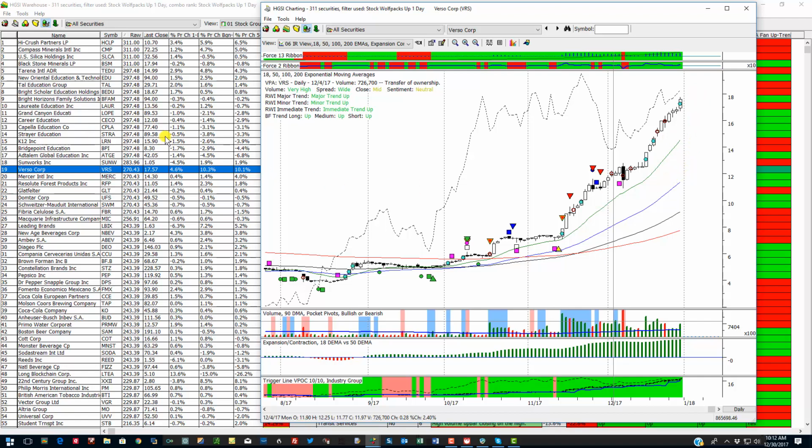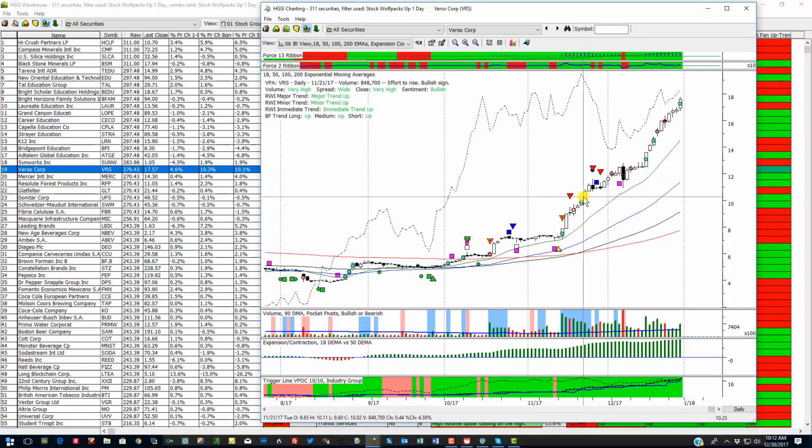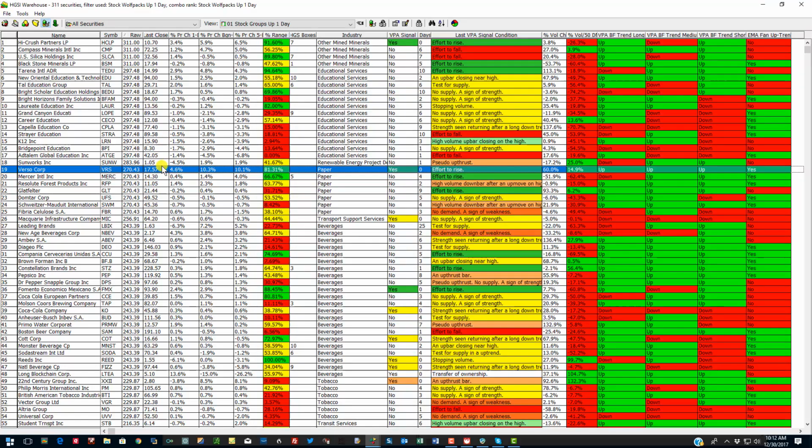Would I buy it now? Probably not, but I probably would have said that back here too, and look what happened to it. So, all you can do is put a trade on, control your risk, and see if it continues to go.